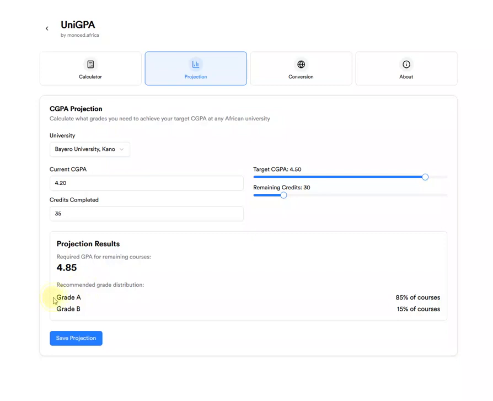And then what happens is that most of your courses need to be A, and about 15% of your courses need to be B. But the rule remains: make sure that those with higher unit credit load will be the ones you put more effort into, right?